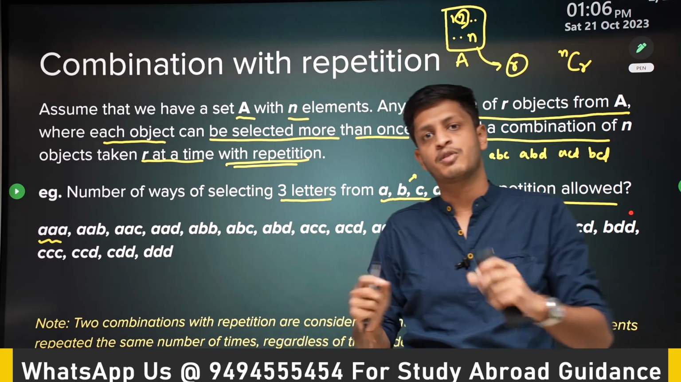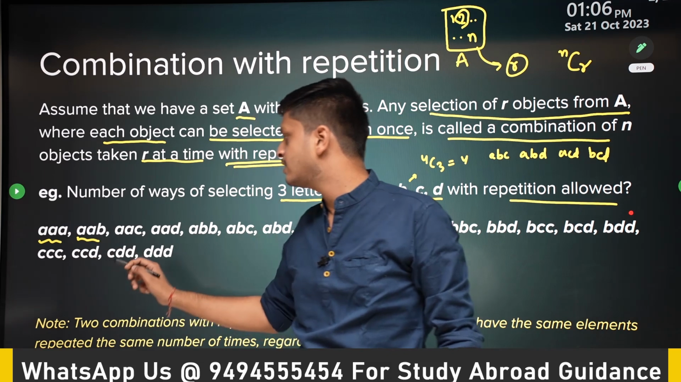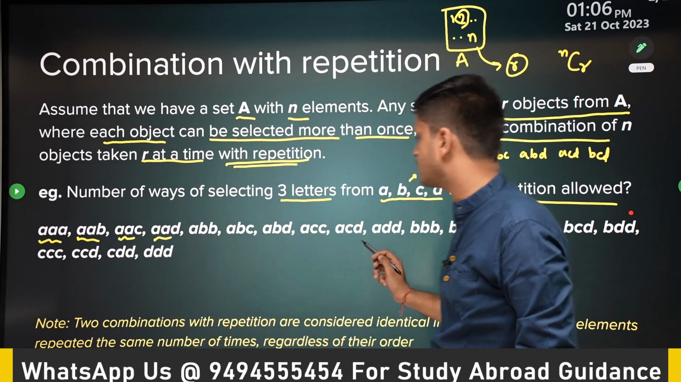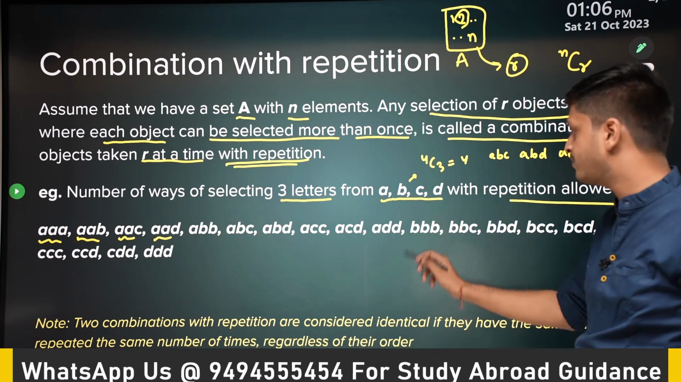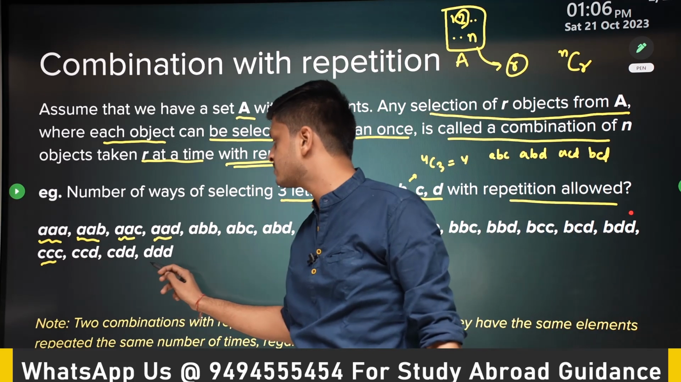So we can select any object any number of times. So we can select A 3 times. We can select 2 A's and 1 B. We can select 2 A's and 1 C. We can select 2 A's and 1 D. And so on. So these are all the ways. So we have B selected 3 times. We have C selected 3 times and D selected 3 times.